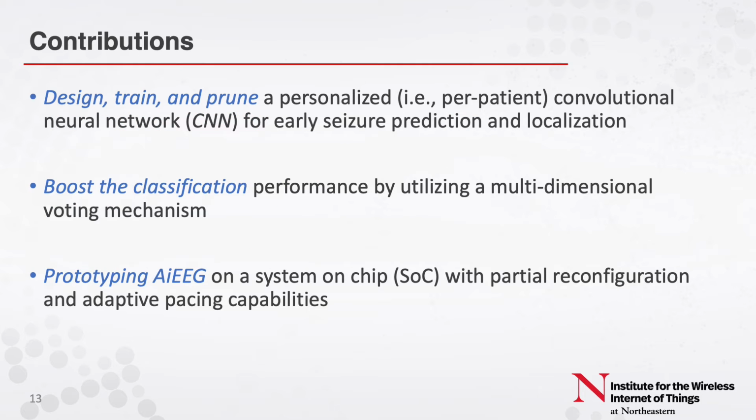So to summarize our contributions for AiEEG, we first design, train, and prune a personalized deep neural network, or in our case a convolutional neural network, for each and every single patient for seizure prediction and also localization. In addition to training a CNN, we also boost the classification performance via a novel multidimensional voting mechanism that we use, which I will get into more later why that's needed. And then finally, once we have our classifier, we then prototype it on an SoC, system on chip, with partial reconfiguration capabilities that is done wirelessly, and also enable it with adaptive pacing capabilities for treatment.